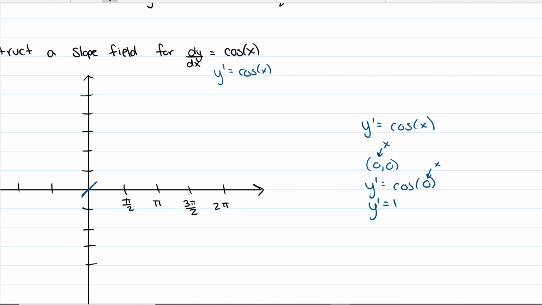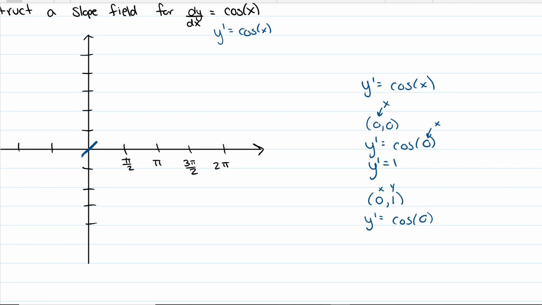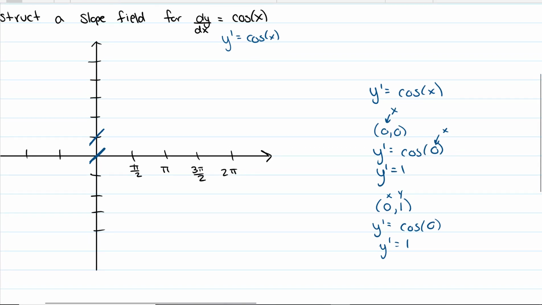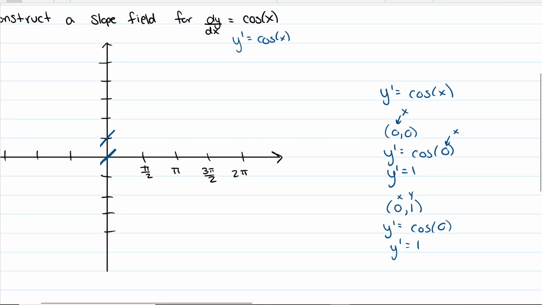So I'm going to draw just a portion of the line with slope 1 that goes through the point 0, 0. Now let's look at the point 0, 1, where this is x and this is y. So y prime equals cosine of 0. Notice that there's nowhere to plug in 1. If there was, like, plus y, then you would have to plug in 1. So y prime again is 1. So through the point 0, 1, we have a slope of 1. Following this pattern, notice that whenever we have x equals 0, we get a slope of 1.